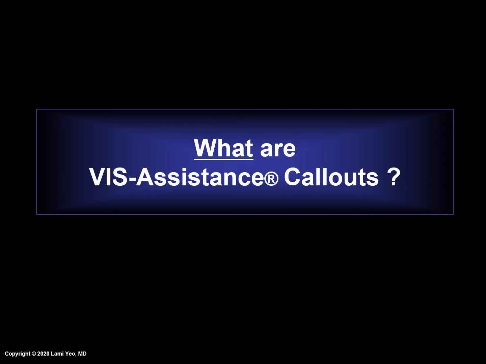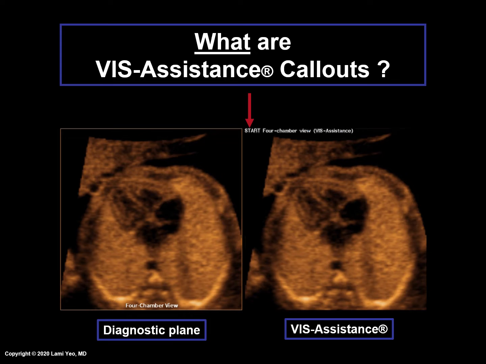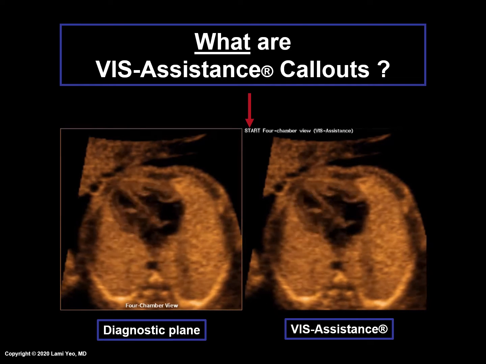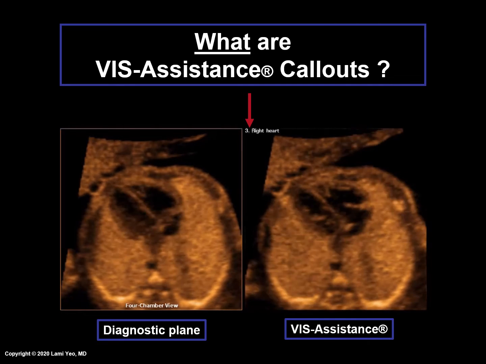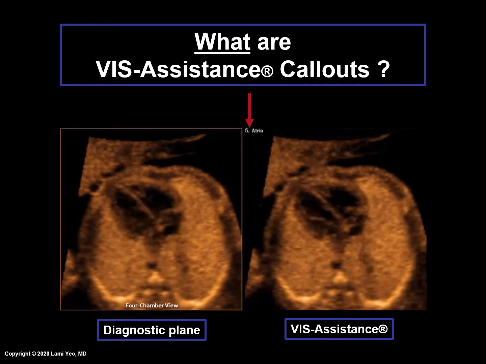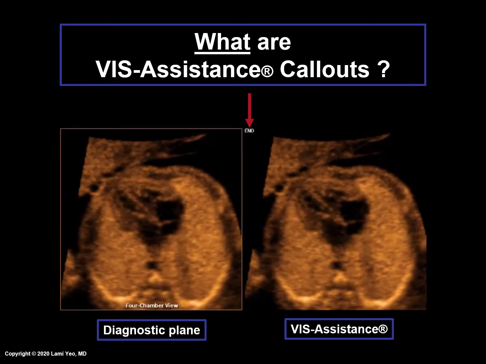First, what are VISA Assistance callouts? As shown by the red arrow, callouts are the text which appear at the top of every VISA Assistance video clip, which is playing on the right side of the screen. The text changes throughout the video clip to coincide with the automatic navigational movement that is occurring.